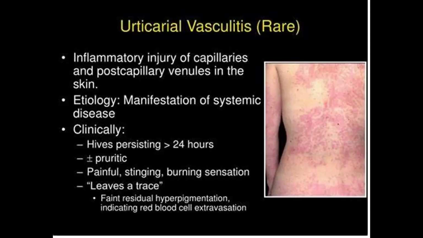Urticarial vasculitis, a rare inflammatory injury of the capillaries. Usually it's a manifestation of systemic disease. It's characterized by hives persisting for more than 24 hours. That is basically pruritic, with a painful, stinging, burning sensation. Leaves a trace: faint residual hyperpigmentation, indicating red cell extravasation.